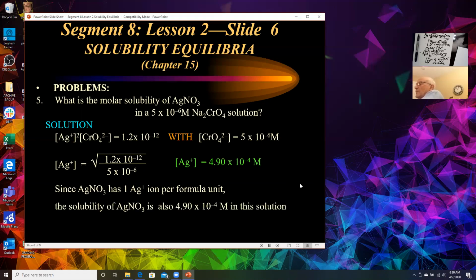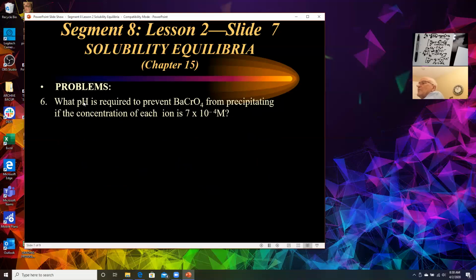So it's still going to be 4.9 times 10 to the negative 4th for the solubility of silver nitrate in that solution, because the silver ion concentration and the HNO3 has one ion each. The question is what pH is required to prevent barium chromate from precipitating if the concentration of each ion is this much.